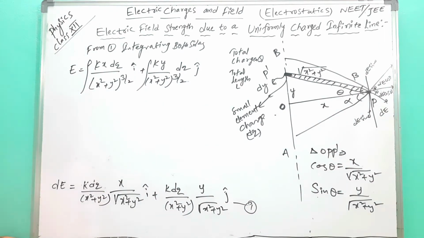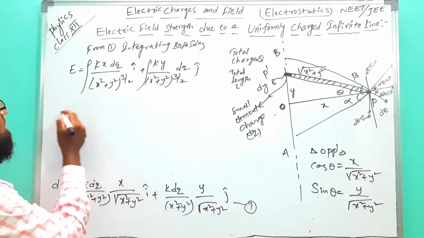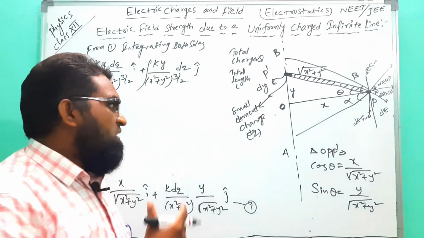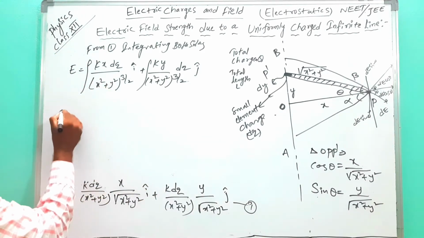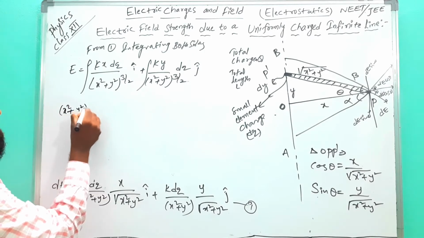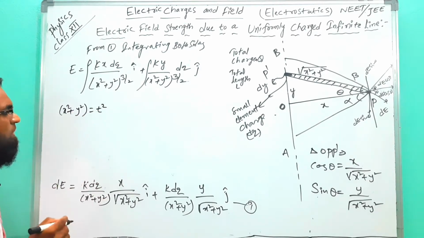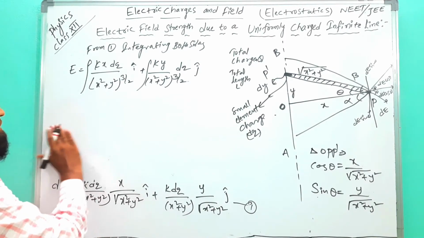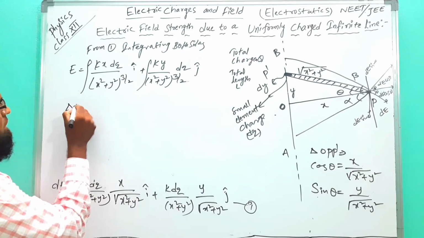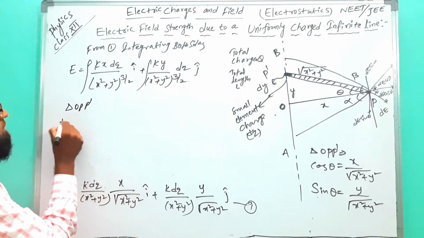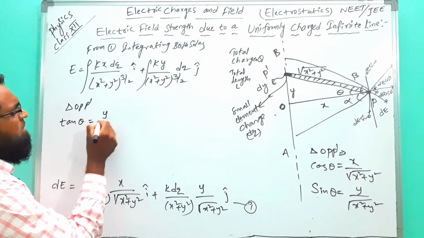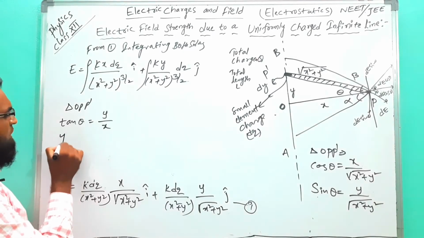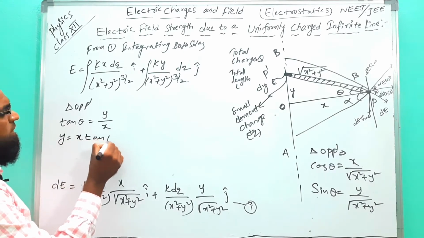Clear, students, up to this point? So after that, what happens here? Directly it's not possible to substitute the integration, so we use the substitution method. Let us consider x² + y² = t². Here we take the triangle OPP', tan θ = y/x. So y = x tan θ.